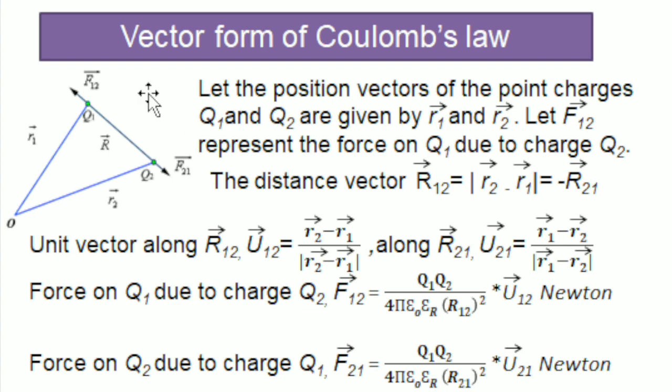Force on Q1 due to Q2 is F12 equal to Q1 Q2 divided by 4 pi epsilon naught epsilon r times R12 whole square, multiplied by the unit vector U12. And force on Q2 due to the charge Q1 is F21, which equals Q1 Q2 divided by 4 pi epsilon naught epsilon r R21 square multiplied by U21 bar.